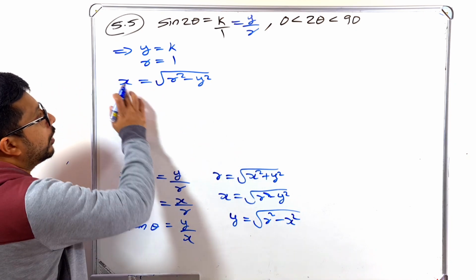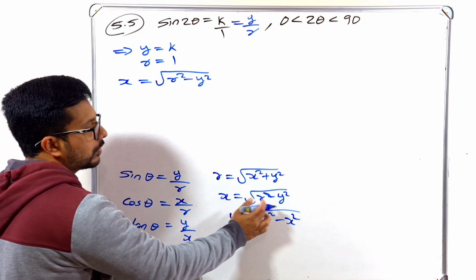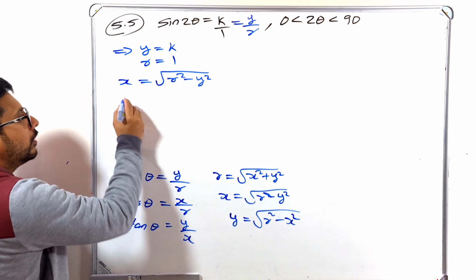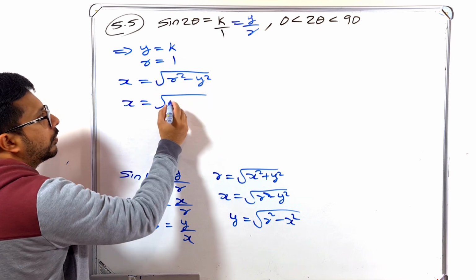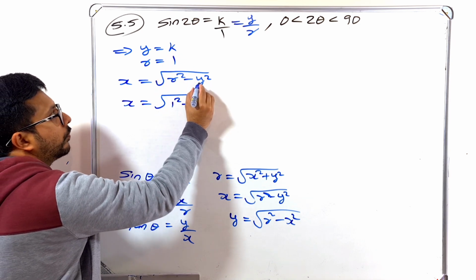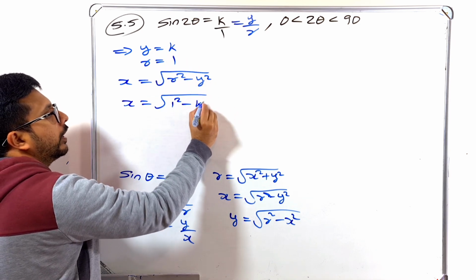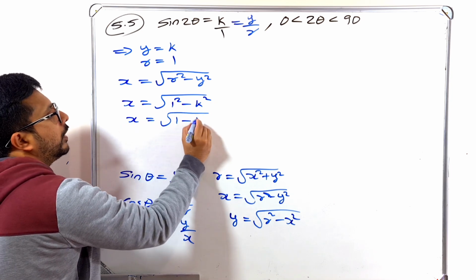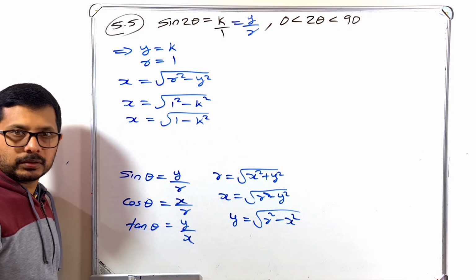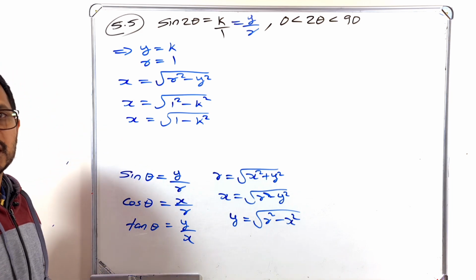Okay. So here we have to find x. So it is root of r square minus y square. So x is equal to square root of r square, 1 square minus y, y is k, k square. So x is root of 1 minus k square. Okay. So just leave it like that.